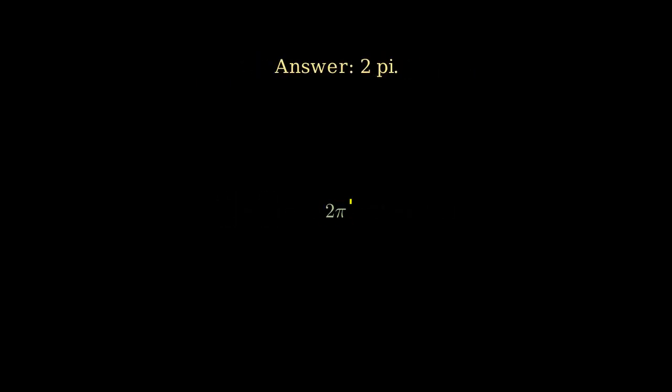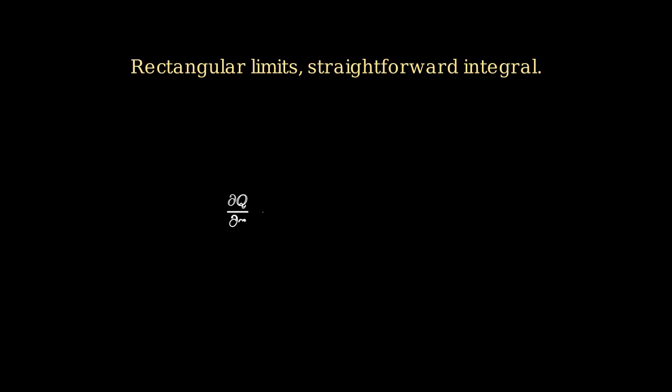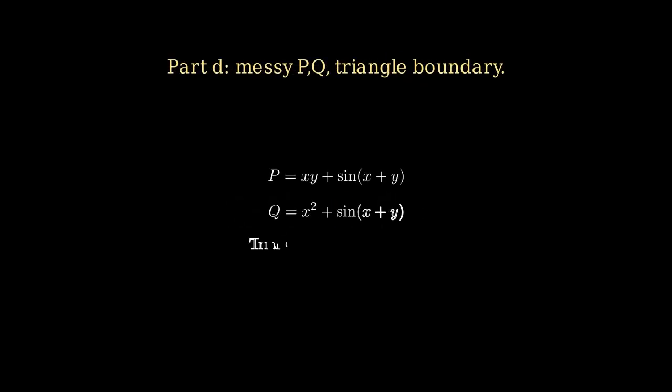Part C, with P equals 0 and Q equals x squared, evaluate the closed loop integral of P dx plus Q dy around the rectangle with corners (0,0) and (2,3). Pattern to recognize, rectangular boundary. Green's theorem turns this into a simple double integral with straightforward limits. Here the derivative expression is 2x. The answer is 12.